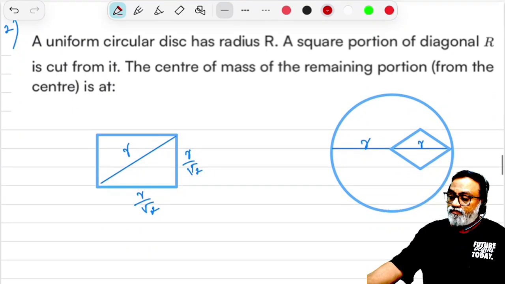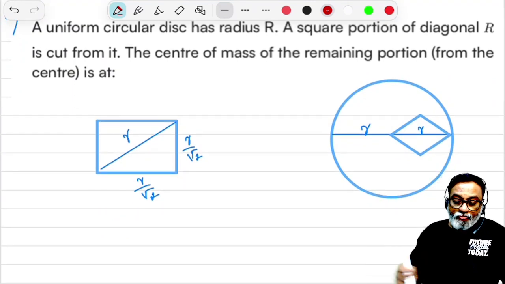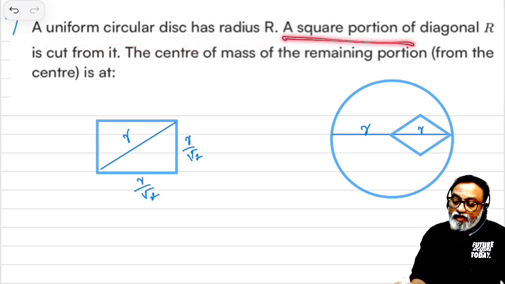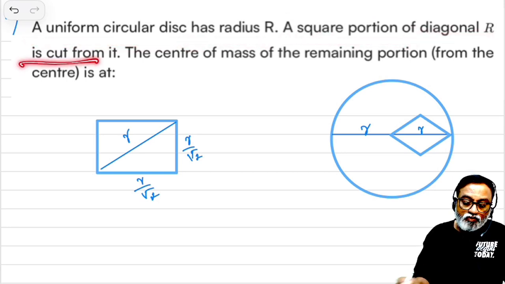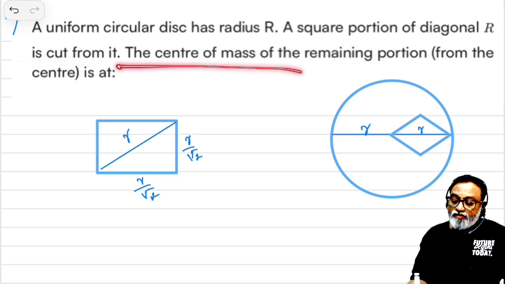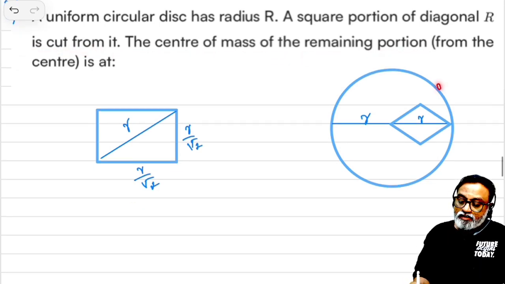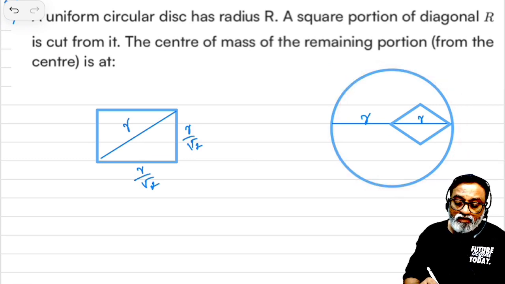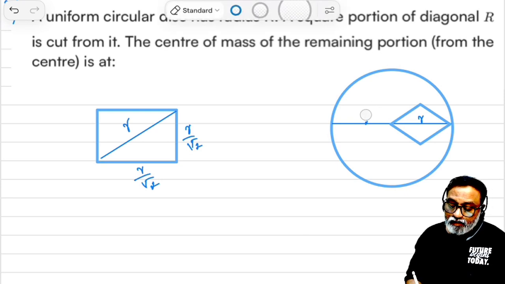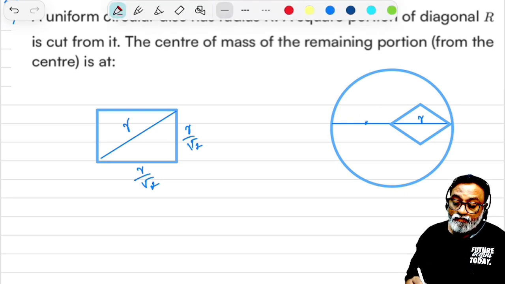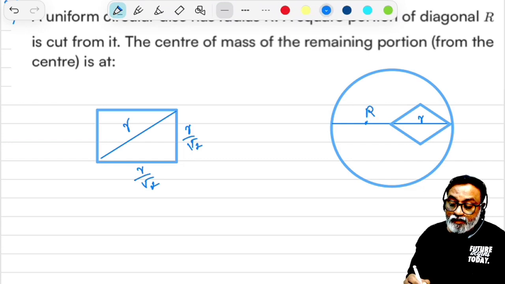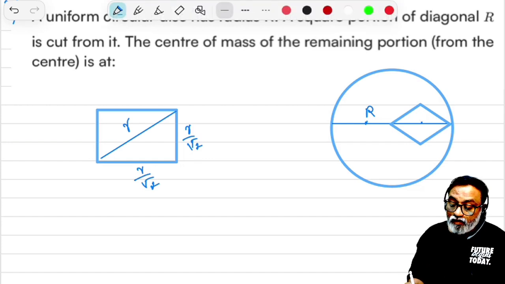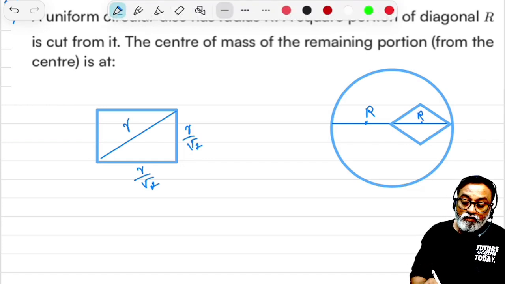Next one, another problem. Here a uniform circular disc has radius r. A square portion of diagonal r is cut out from it. Find the center of mass of the remaining portion. See, this is the uniform circular disc of radius capital R. And here the diagonal is r.